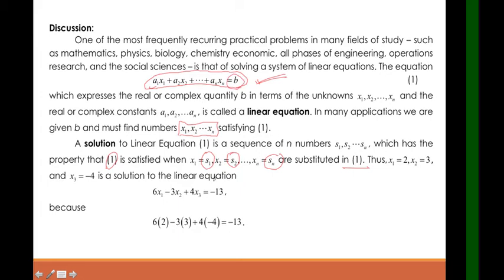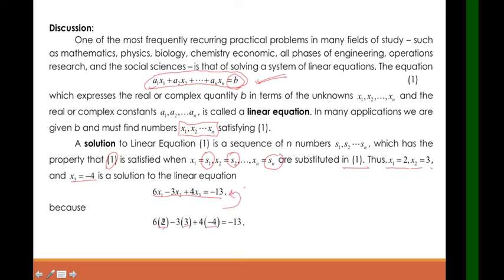So, in this particular example, 6x sub 1 minus 3x sub 2 plus 4x sub 3 equals negative 13. If we use x sub 1 is equal to 2, x sub 2 is equal to 3, and x sub 3 is equal to negative 4 as the solution to the linear equation, we will substitute these here, which come from here.